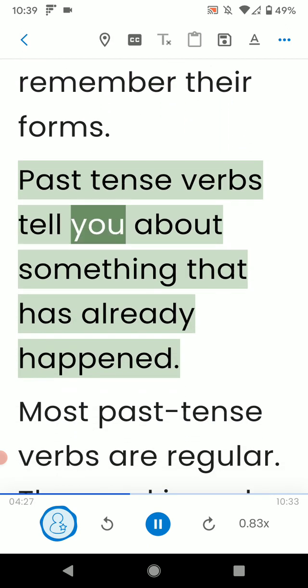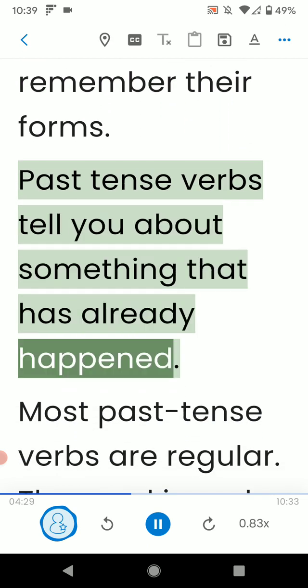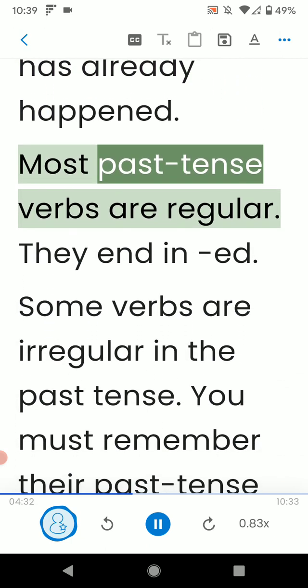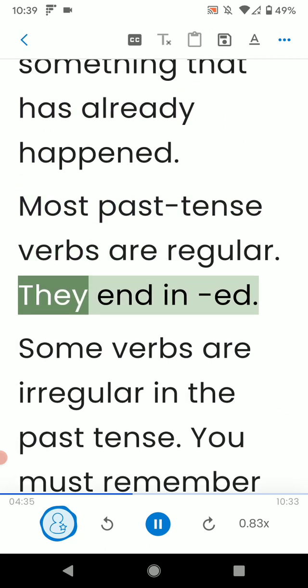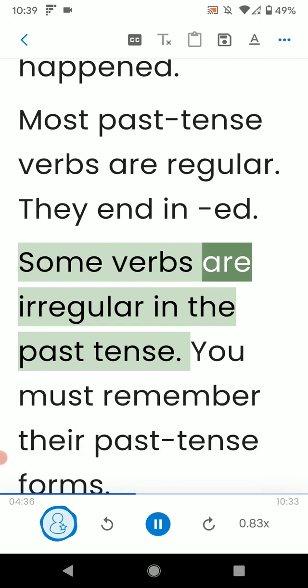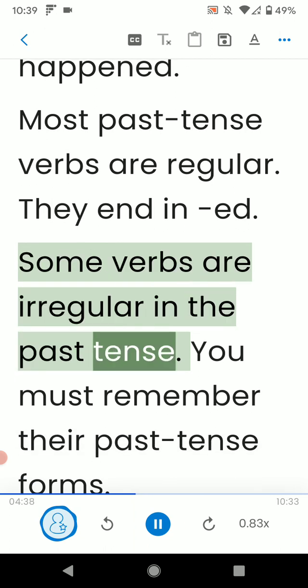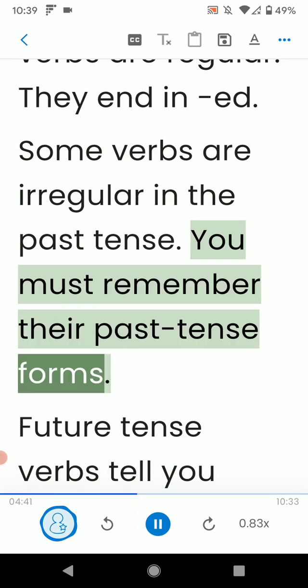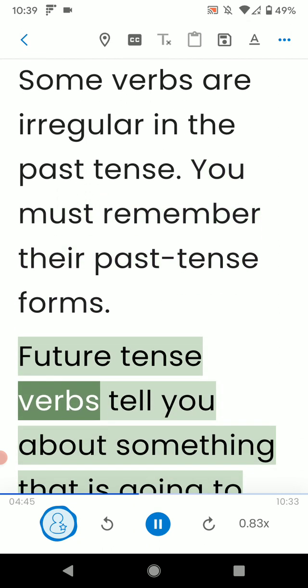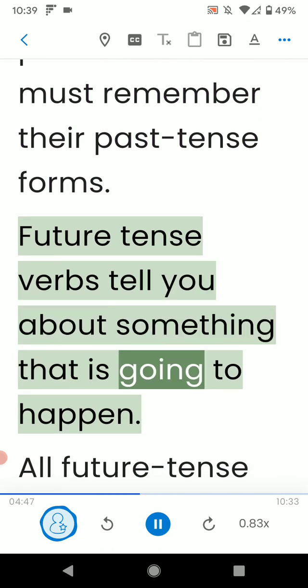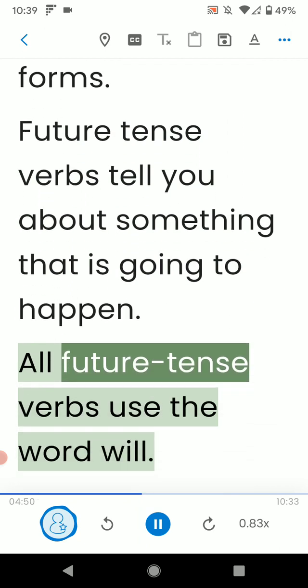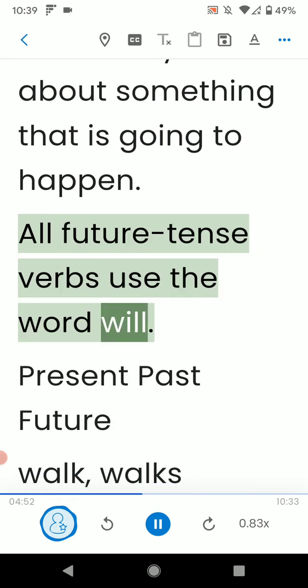Past tense verbs tell you about something that has already happened. Most past tense verbs are regular. They end in ed. Some verbs are irregular in the past tense. You must remember their past tense forms. Future tense verbs tell you about something that is going to happen. All future tense verbs use the word will.